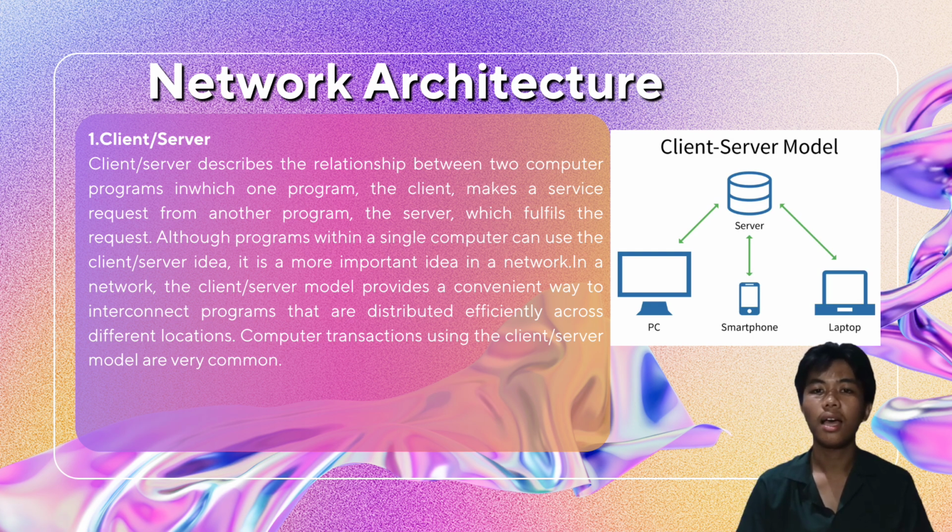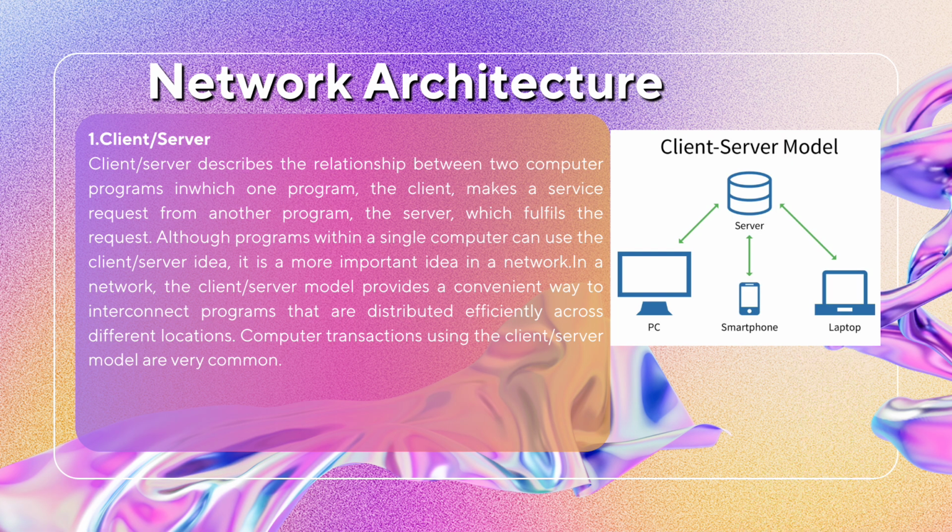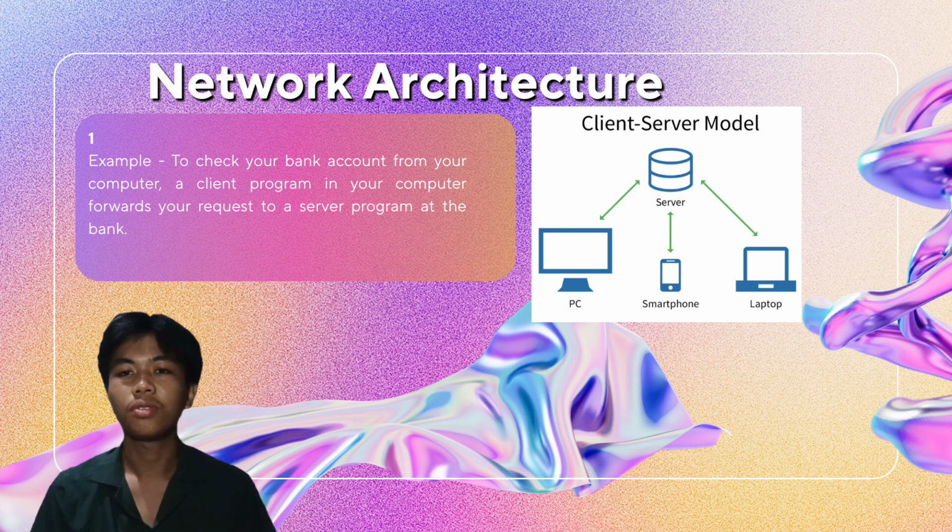Number 1, client and server. Client and server describe the relationship between two computer programs in which one program, the client, makes a service request from another program, the server, which fulfills the request. Although programs within a single computer can use the client-server idea, it is a more important idea in a network. In a network, the client-server model provides a convenient way to interconnect programs that are distributed efficiently across different locations. Computer transactions using the client-server model are very common. For example, to check your bank account from your computer, a client program in your computer forwards your request to a server program at the bank.